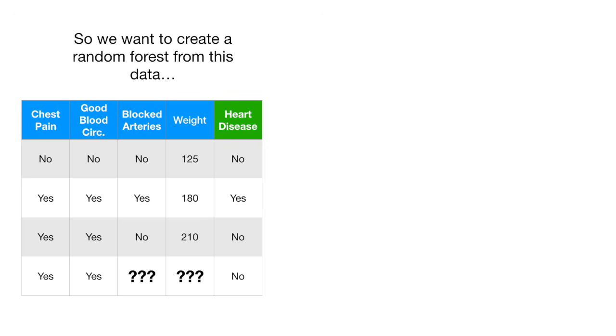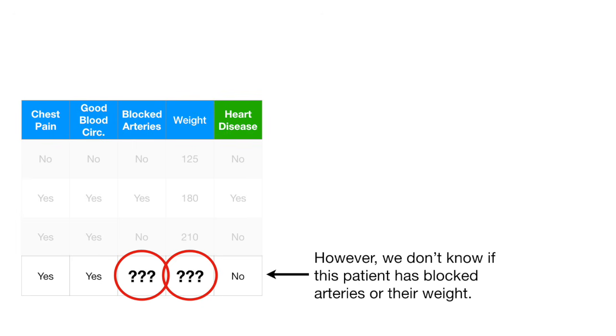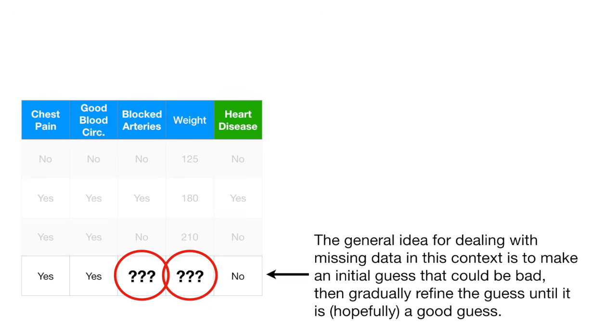So we want to create a random forest from this data. However, we don't know if this patient has blocked arteries or their weight. The general idea for dealing with missing data in this context is to make an initial guess that could be bad, and then gradually refine the guess until it is hopefully a good guess.